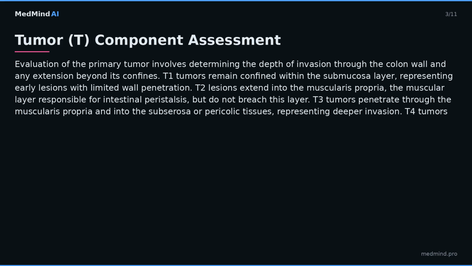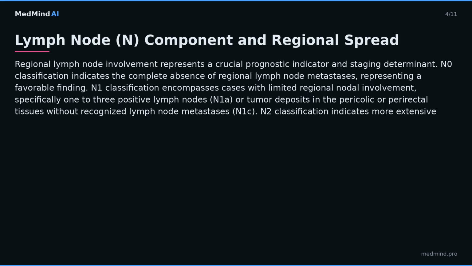T4 tumors demonstrate the most aggressive local behavior, either invading through the peritoneal surface, T4A, or directly infiltrating adjacent organs or structures, T4B. The depth of invasion correlates strongly with lymphatic invasion potential and regional spread, making accurate T staging critical for treatment planning. Lymph node, N, component and regional spread. Regional lymph node involvement represents a crucial prognostic indicator and staging determinant. N0 classification indicates the complete absence of regional lymph node metastases, representing a favorable finding.